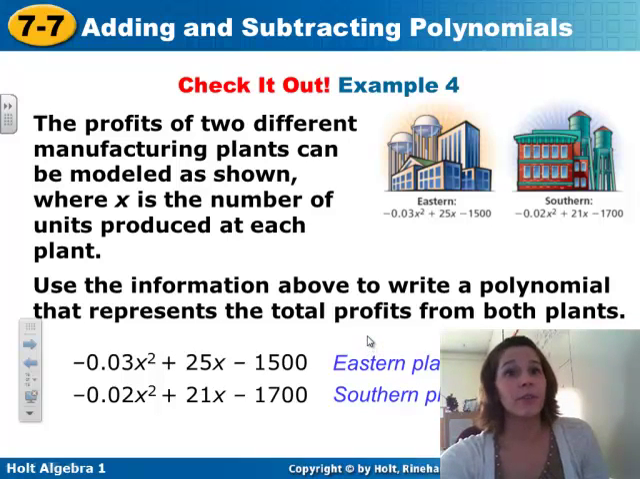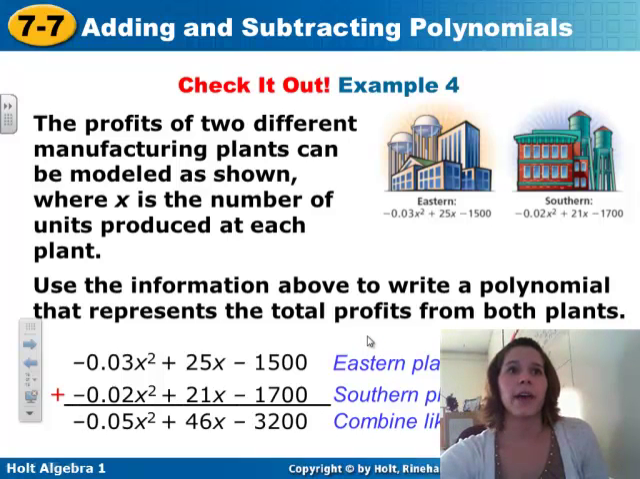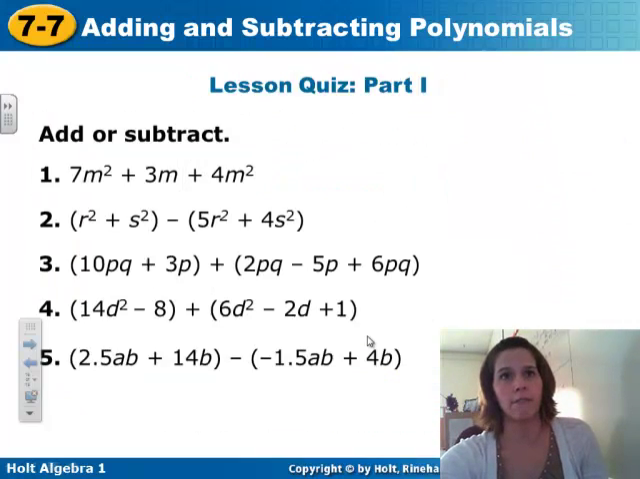And I'm going to do it vertically and align them vertically because it's so much easier to me to combine this way and not have to rewrite it. So then just go ahead and add those things together, and I've got my final answer. Negative 0.05x squared plus 46x minus 3,200. If a decimal is given in the problem, your final answer should have a decimal. Remember, if a fraction is given in the problem, your final answer should have a fraction.